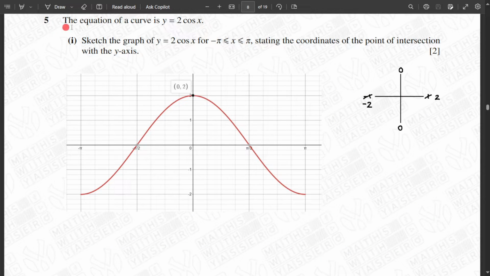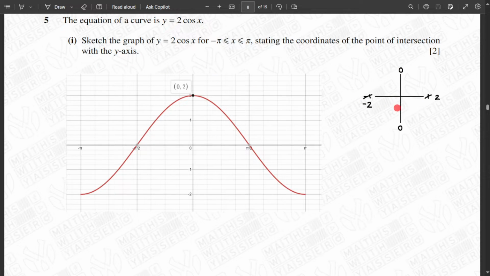Question number 5, it says the equation of a curve is y equals 2 cos x. Sketch the graph of y equals 2 cos x, and the limit is between negative pi and positive pi. Stating the coordinates of the point of intersection with the y-axis.